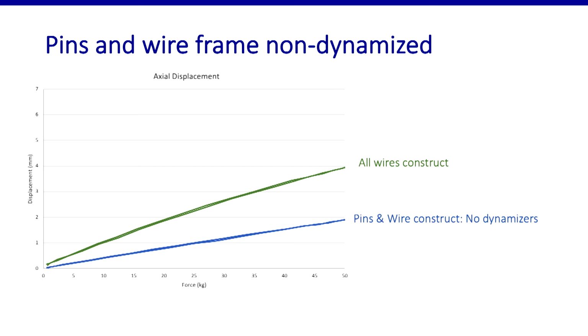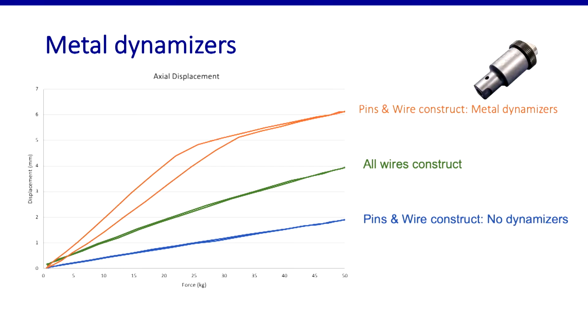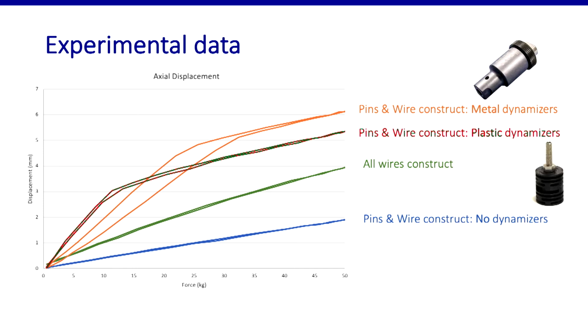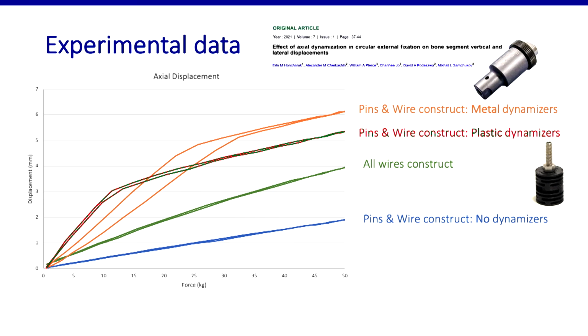When you put the dynamizers, metal dynamizers, look what happened. The initial curve is actually much more vertical, even more vertical than wires. So it means you have more displacement. And then when the dynamizers go out of all of their length, this curve becomes parallel to the wire curve. So you continue the same dynamization. It's not only dynamization, it's just destabilization of the frame. And of course, the plastic dynamizers do the same. They're much easier to displace initially. So this is our idea.